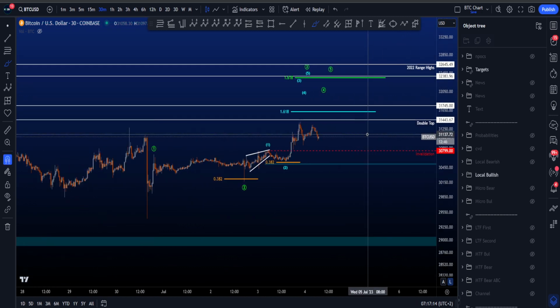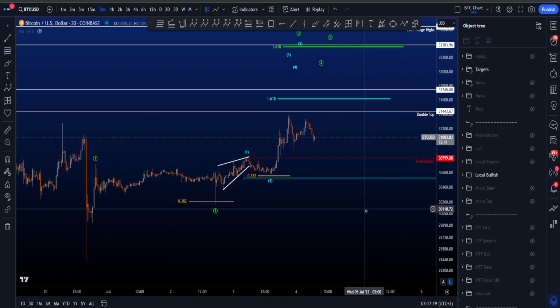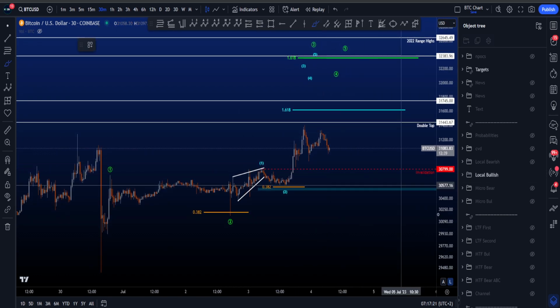So this has to be a very big impulsive move with high volume and big candles. That's what you want to see, volume increasing with price moving towards the upside.